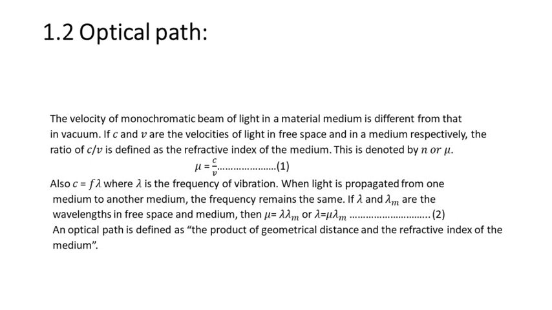Let us first understand optical path. The velocity of a monochromatic beam of light in a material medium is different from that in vacuum. If c and v are the velocities of light in free space and in a medium respectively, the ratio of c by v is defined as the refractive index of the medium. This is denoted by n or mu. Mu is equal to c by v. Call that equation 1.